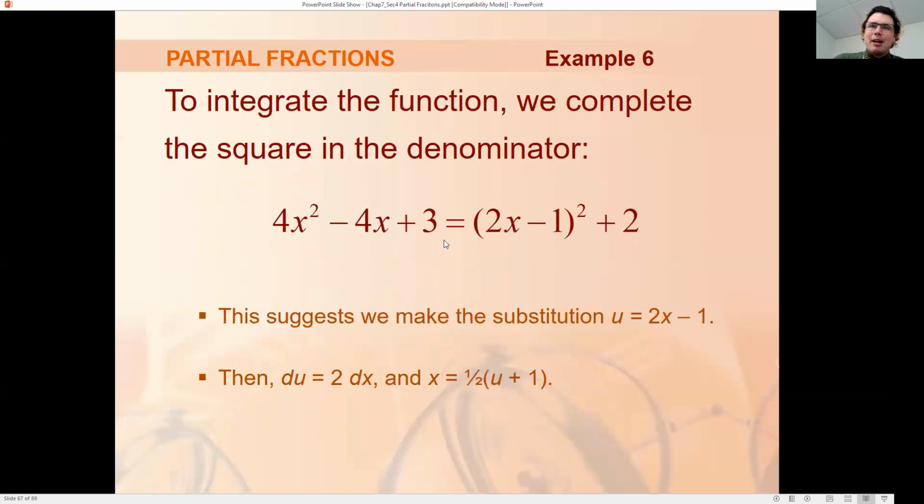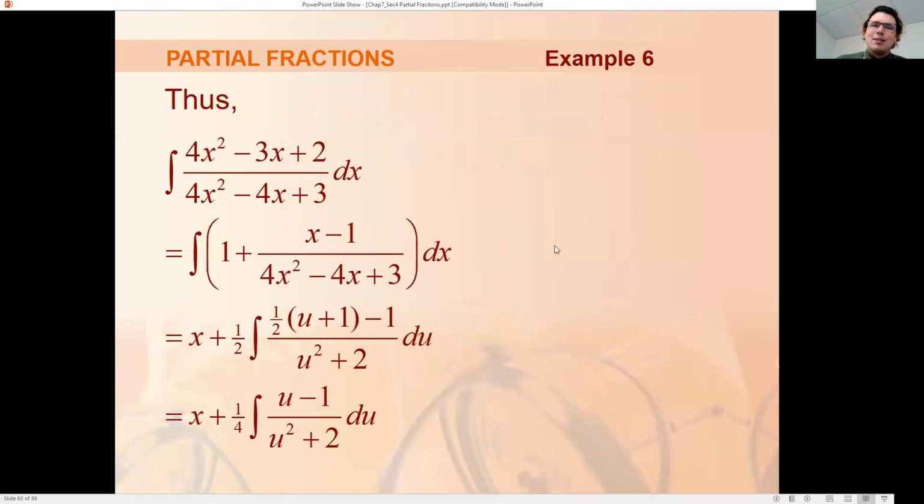But remember that this denominator is equal to 2 times x minus 1 squared plus 2. So in the u substitution, we're going to say u is equal to 2x minus 1, which is going to be squared in those parentheses. So that's where this u squared plus 2 comes from. I have to make the same u substitution in the numerator as well. So my x becomes u plus 1 over 2. And my du is only worth twice a dx, so that's where this 1/2 comes from. Is that all making sense?